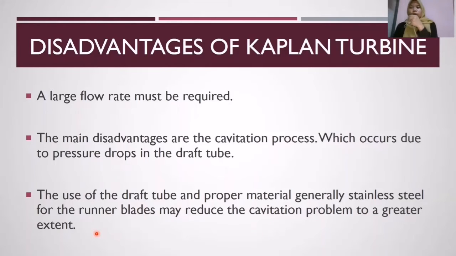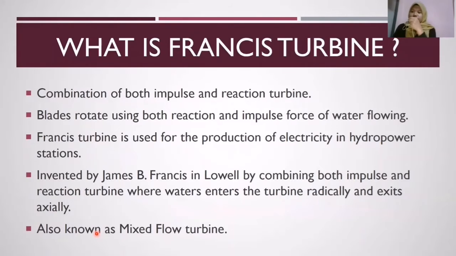Okay, now we move to the Francis turbine. The Francis turbine is a combination of both impulse and reaction turbine, and the blades rotate using both reaction and impulse force of water flowing. Francis turbine is used for the production of electricity in hydropower stations, and it was invented by James B. Francis in Lowell by combining both impulse and reaction turbine, where water enters the turbine radially and exits axially. Besides that, it is also known as a mixed flow turbine.